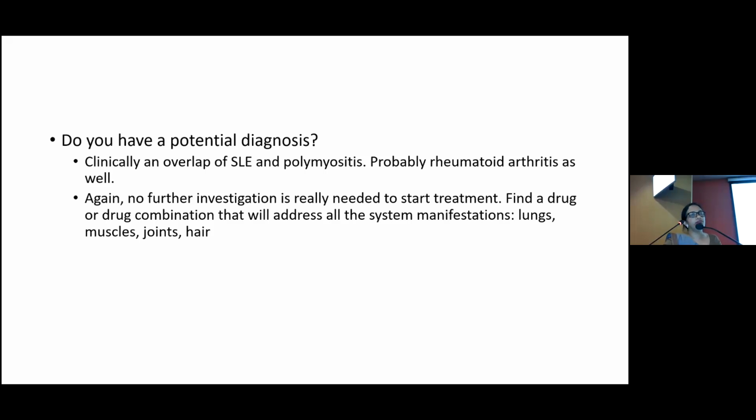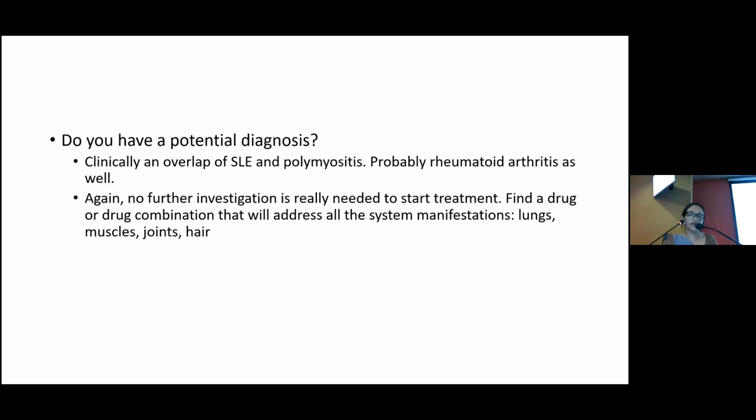Again, do you need any further investigation to start treatment is my question. I would say no. What you need to do is, if you identify that this is something autoimmune and rheumatological, find one drug or a drug combination that is going to address all the systemic manifestations. In this case, something that would work for all of lungs, muscles, joints, and hair.